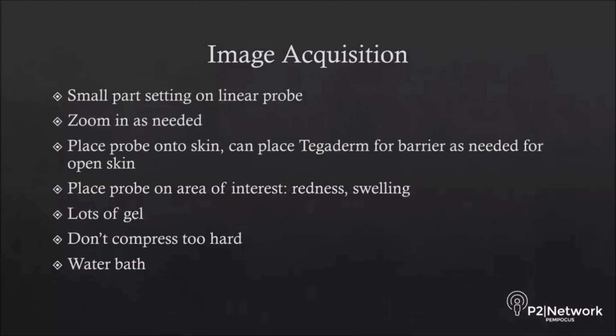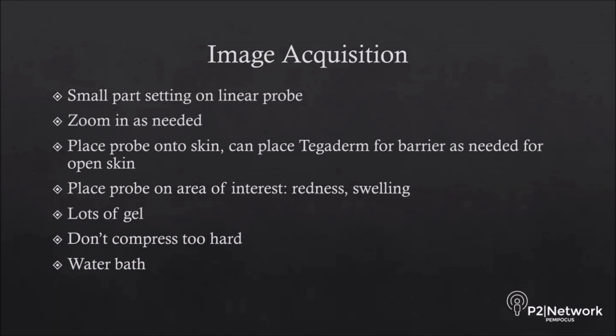So for image acquisition, you want to use the linear probe, and you zoom in on your monitor and your machine as needed so you can acquire the image that you want to see. You put the probe onto the skin itself, and if you need a barrier between this open skin and the probe, you can put a Tegaderm over the probe. You place the probe on the area of interest if it's red, swollen, or painful. And I generally recommend lots of gel, but don't press too hard on the gel because it can also act as a stand-off pad so that it can elevate that area so that you can get a better image on your ultrasound machine.